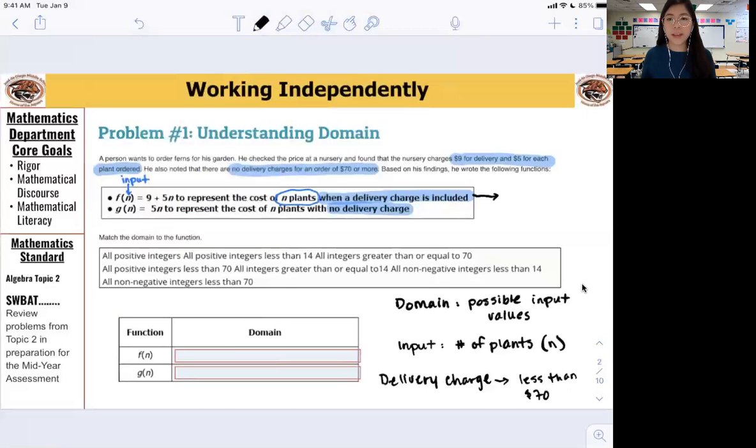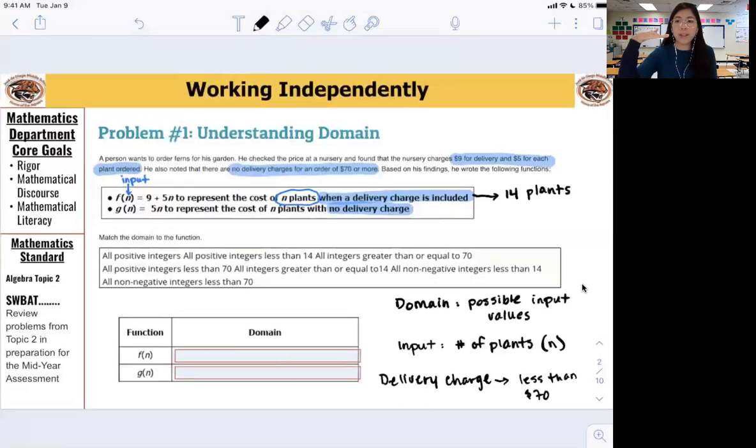And if each plant, let's see, so it's $5 for each plant plus a $9 delivery fee. And there's no delivery charge for an order of $70 or more. So the question is, how many plants do you have to buy in order to reach that $70 limit? And if each plant is $5 each, then what is 70 divided by 5? You can use your calculator. 70 divided by 5 is 14. So I know that I can buy 14 plants.